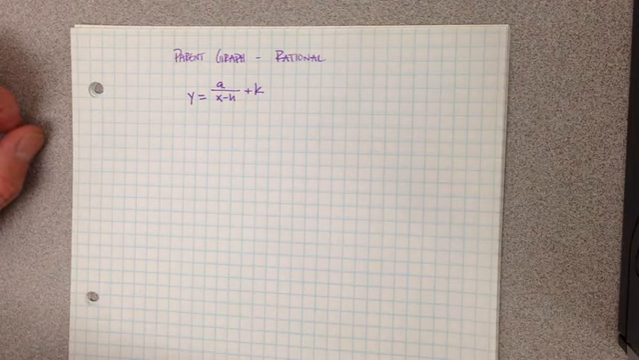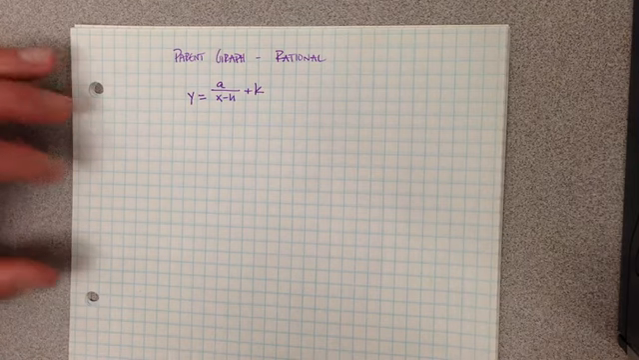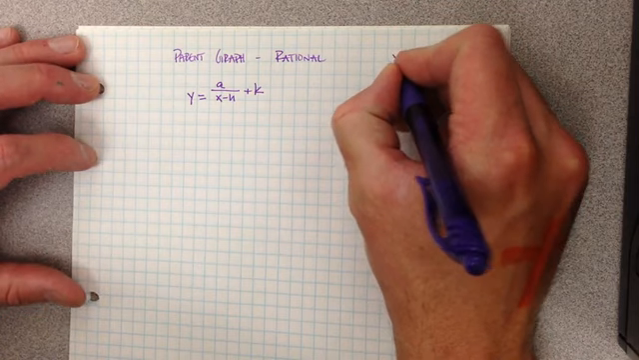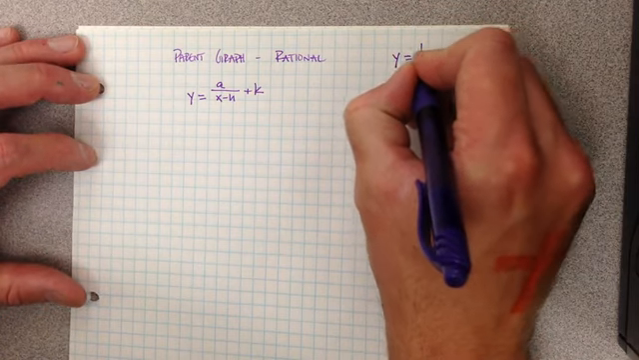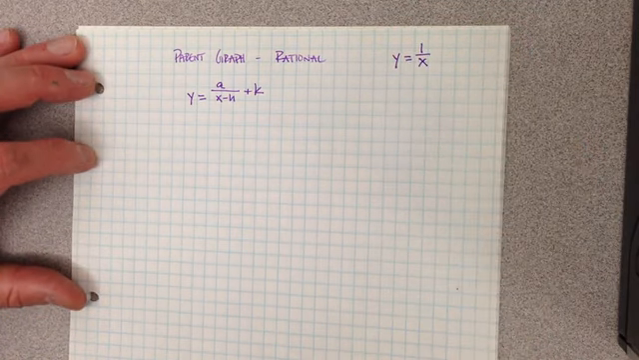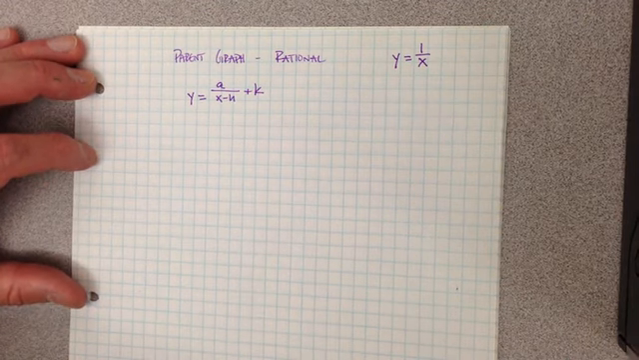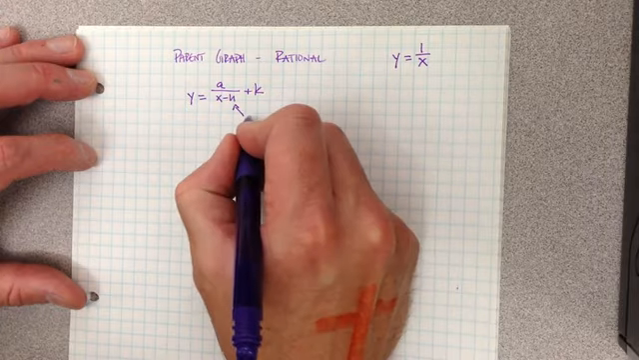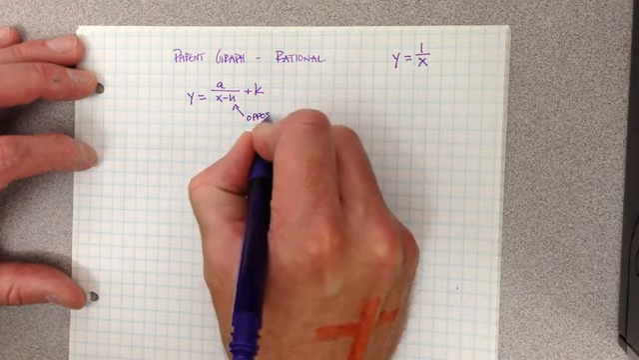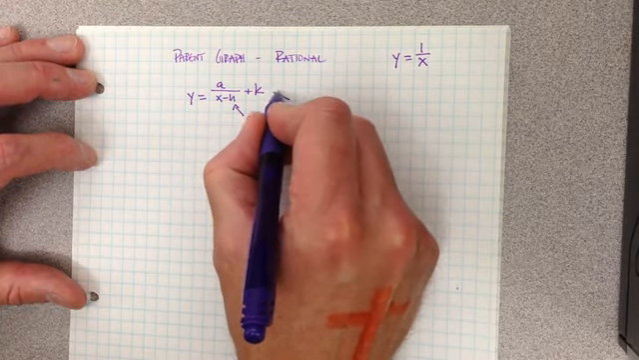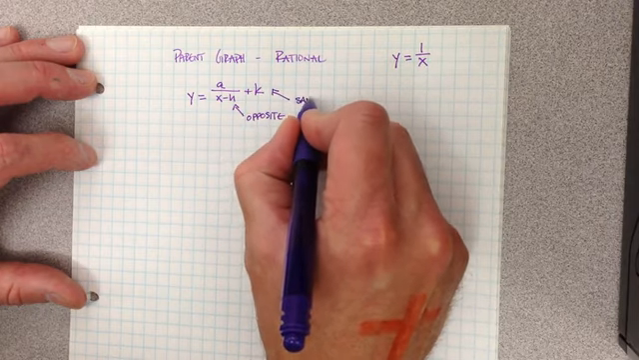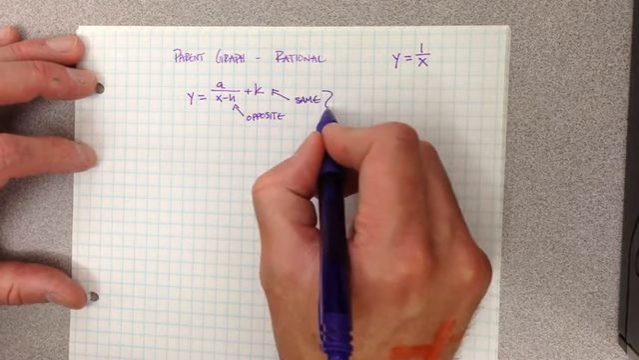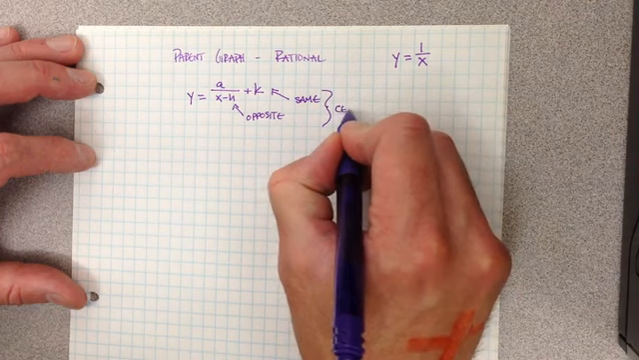Today I want to talk to you about a different parent graph, specifically rational. It is based off the mother function y equals 1 over x. Here's our graphing form of it. Just like everything else that we've been doing with parent graphs so far, it is opposite, same, and that will give you the center.